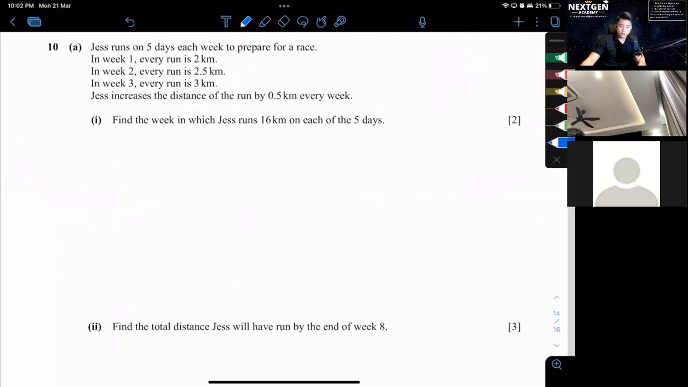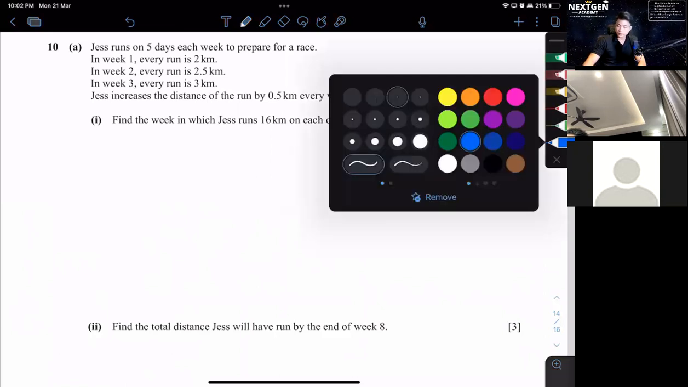Question 10A. Jess runs on 5 days each week to prepare for a race. In week 1, every run is 2 km. In week 2, every run is 2.5 km. In week 3, every run is 3 km. Jess increases the distance of the run by 0.5 km every week. Find the week in which Jess runs 16 km on each of the 5 days.